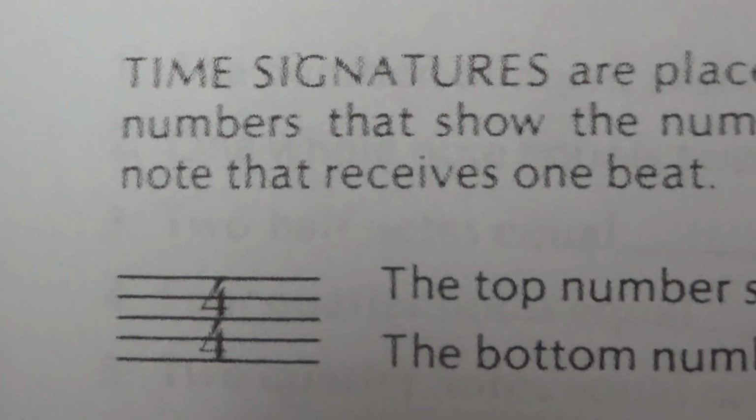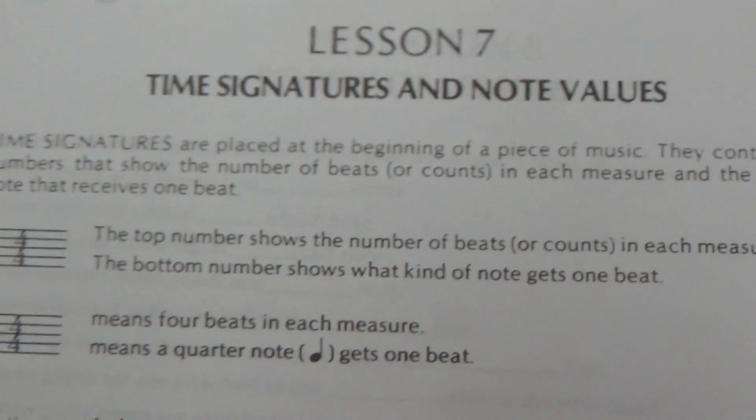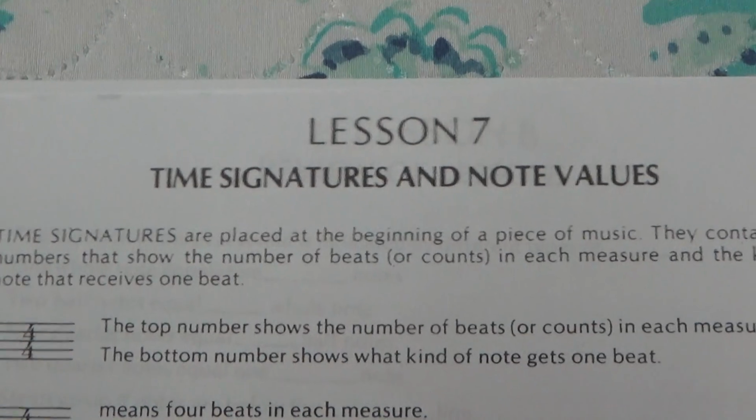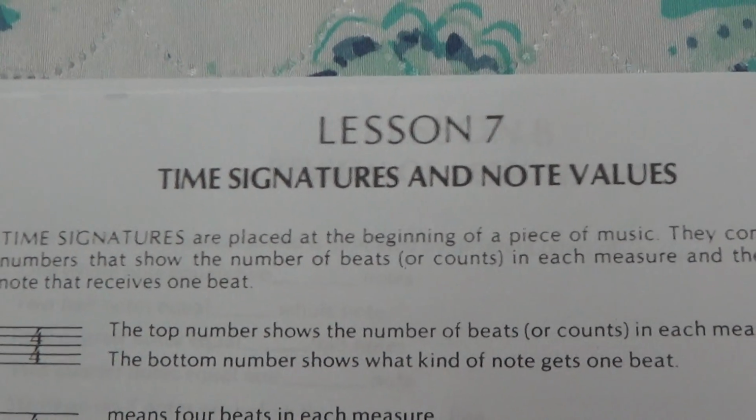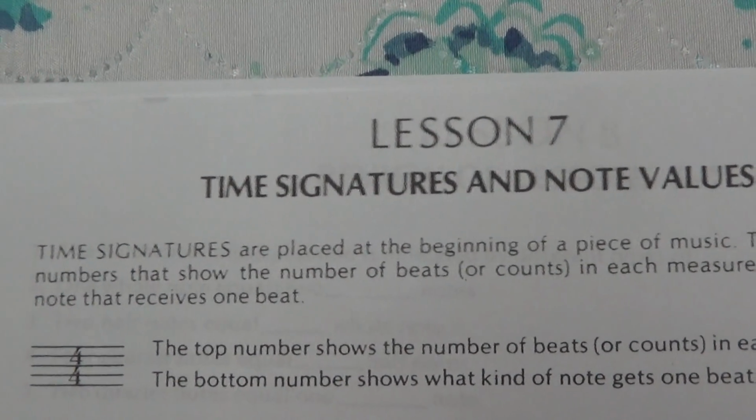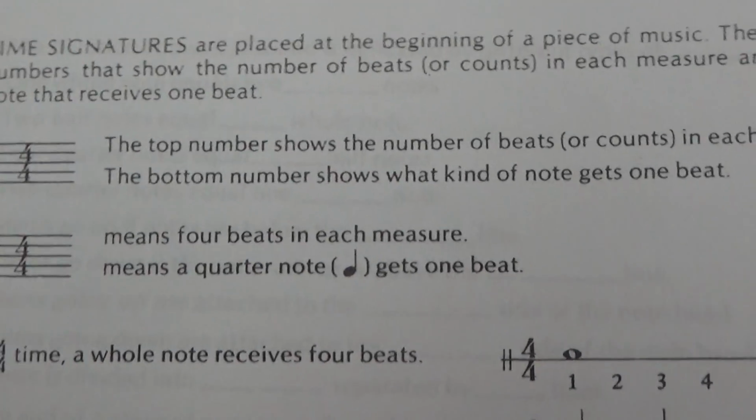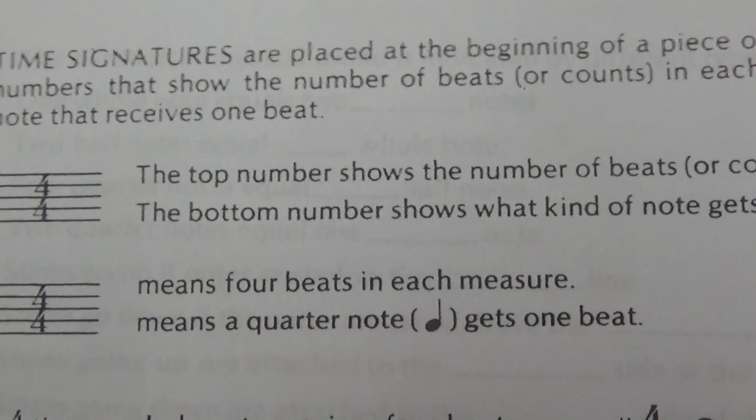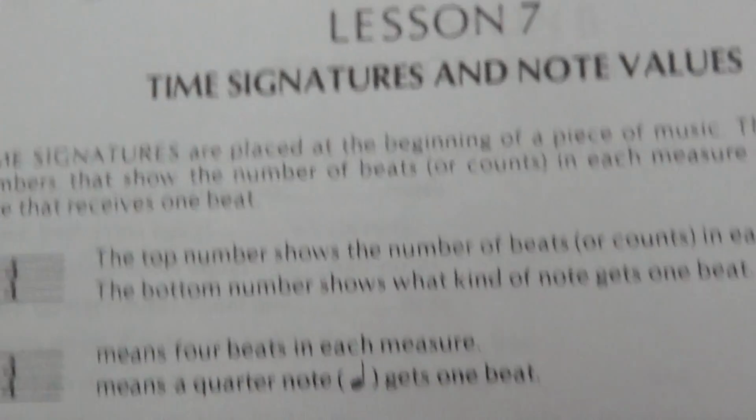The 4/4. The top number shows the number of beats or counts in each measure. So you count 1, 2, 3, 4 in this case. The bottom number shows what kind of a note gets 1 beat. So the bottom number is 1/4. 1/4 is equal to 0.25, so a quarter note gets the beat. 4/4 also means that 4 beats are in each measure, and it means that a quarter note gets 1 beat.